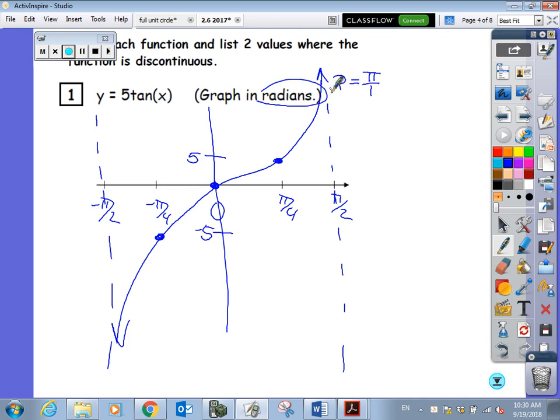Two values where it's discontinuous, we could say x equals plus n minus pi over 2. Now remember, those are not the only places where it's discontinuous. If I said list 3 places that are discontinuous, we would just have to add another period to that, so another pi. So another place that would be discontinuous is plus another pi. So at x equals 3 pi over 2, or another pi, you can go from there.